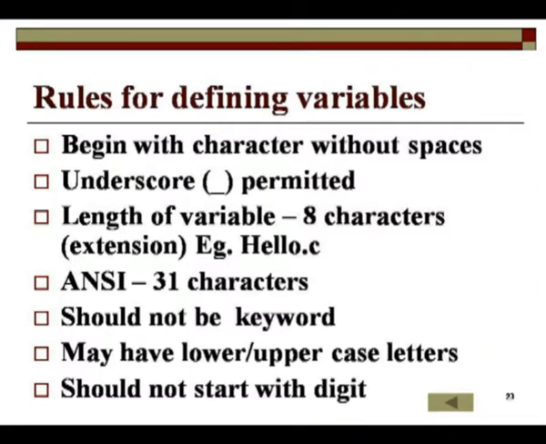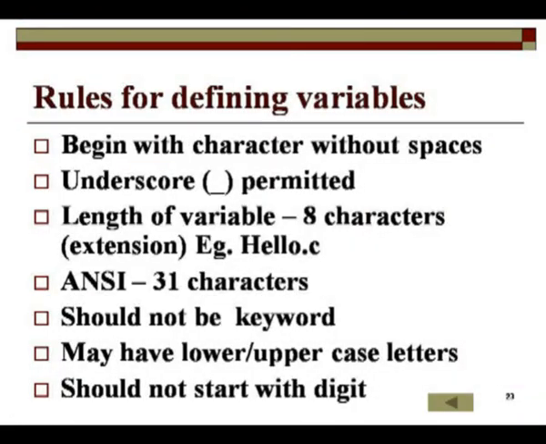Now these are the rules for defining variables. Again, they begin with a character, without spaces. Underscore alone is permitted. The length of a variable should normally be 8 characters, including the extension. I have given an example here, but certain versions of C permit up to 31 characters. It should not be a keyword. It should not start with a digit. It can be a lowercase or an uppercase letter. So all these are most commonly used, and once you start using identifiers, obviously the same rules almost hold good for variables as well.